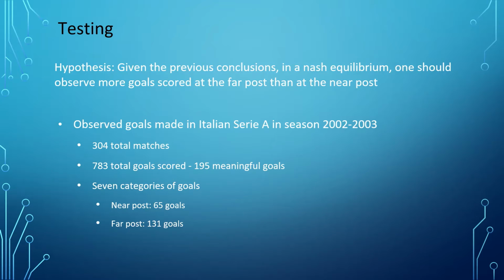Knowing that 65 of the goals analyzed were scored in the near post, and 131 of the goals analyzed were scored in the far post, it can be identified that about 1/3 of the goals were scored at the near post and 2/3 of the goals were scored at the far post. Recalling the author's prediction that in Nash equilibrium, the fraction of goals scored at the near post would be less than half, or Q star is less than 1/2, we can conclude that this testing supported and proved the author's hypothesis, as the fraction of goals scored in the near post was about 1/3, which is indeed less than 1/2.